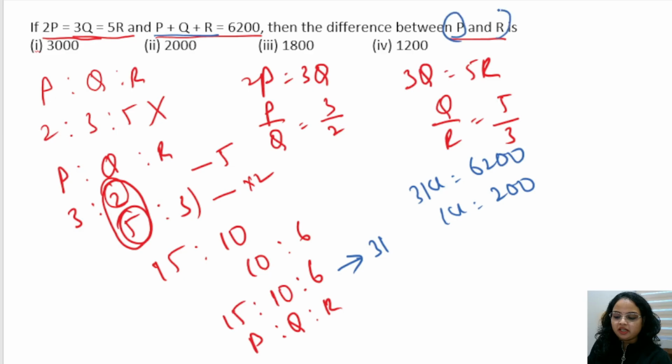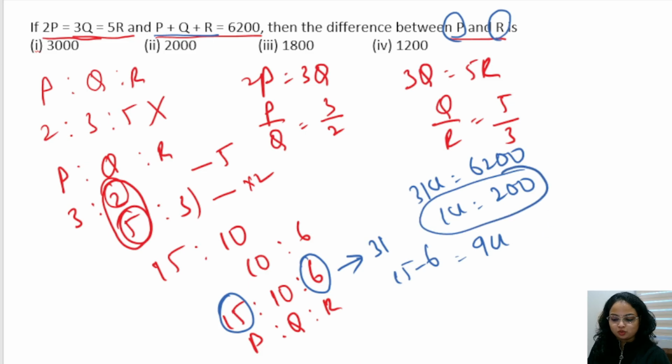Difference between P and R is what? This is P and this is R. The difference is 15 minus 6, it is 9 units. So here if 1 unit is equal to 200, 9 units is equal to 9 into 200. It is 1800. Third option.